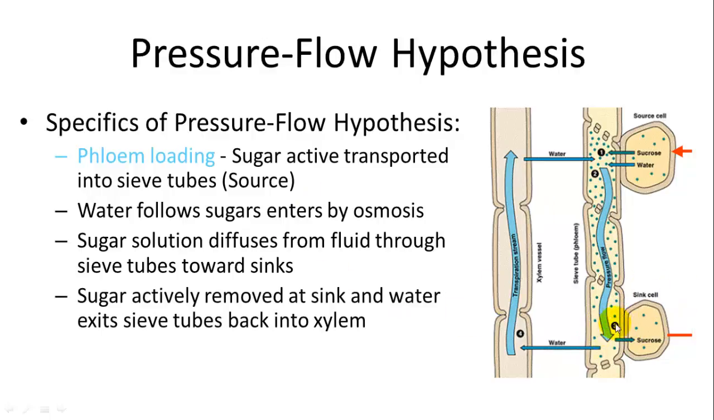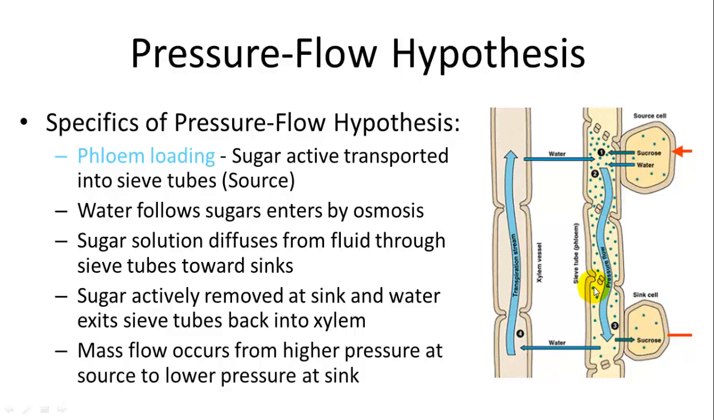Sugar is then actively removed from the sink and put into starch or cellulose products, so it's no longer sugar, and that reduces the amount of sucrose in the sink and causes it to continually flow into there. Now, when you have excess water, that water will flow into these xylem vessels, so that will get rid of the sugar, get rid of the water, and allow a continuous movement of this pressure flow. So mass flow occurs from higher pressure at source to lower pressure at sink, so that's what we have going on.